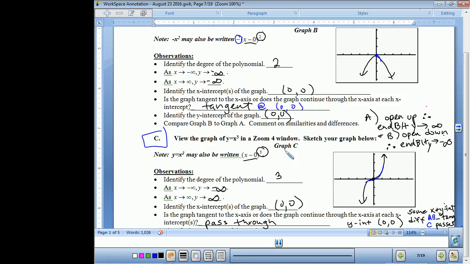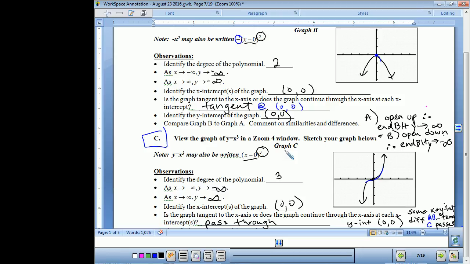Okay? Now what's going to happen? What do you think will happen if it's odd with a negative leading coefficient? You got it. It goes from this to this. It just reflects it. So odd and positive, odd and negative.